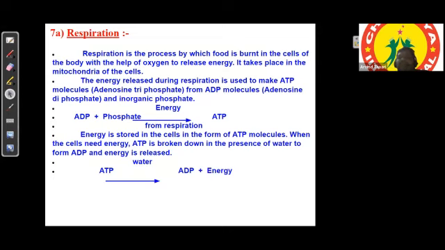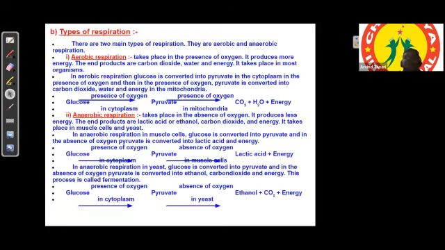So see what you have to remember in this topic. The respiration process includes two factors: mechanical breathing as well as cellular respiration. And the cellular respiration can be divided into two types, either aerobic respiration or anaerobic respiration.